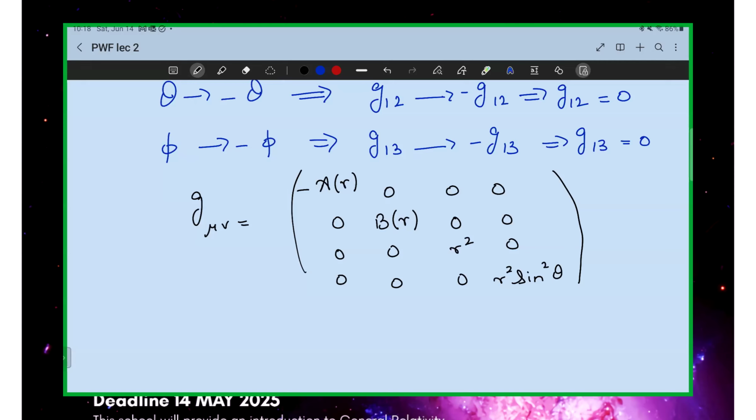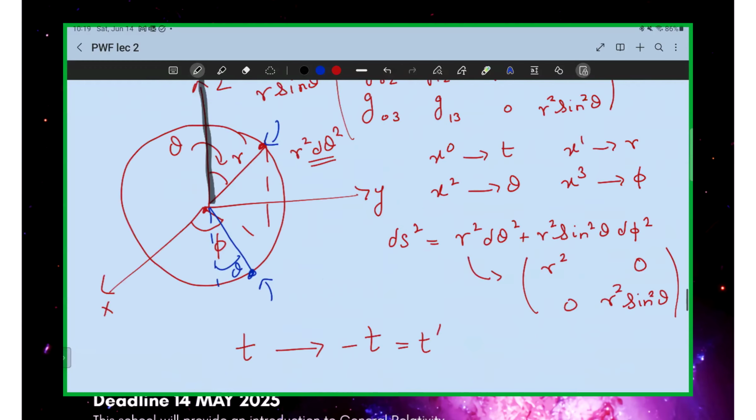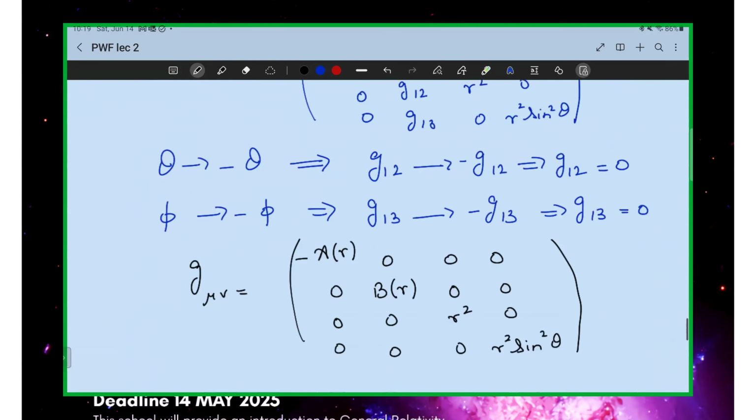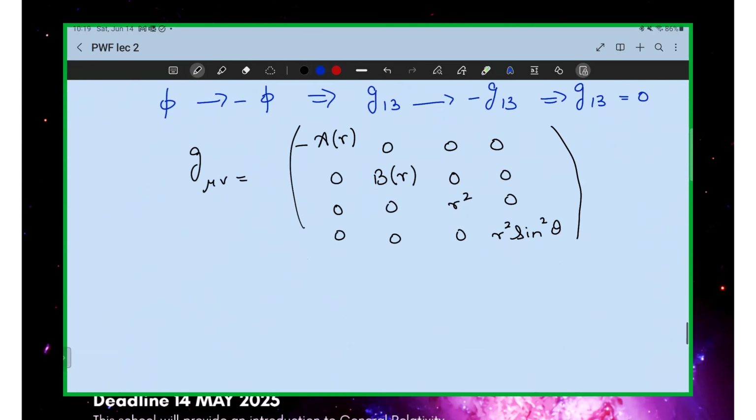Let's move on. Okay, corrected, good. Now you have this particular form of the metric tensor. We started from this form, without these being here, of course, which had a lot of undetermined parameters, and we have come down to this form which has only two undetermined parameters. And the only thing that we used are symmetries.